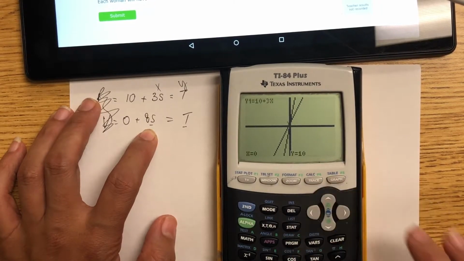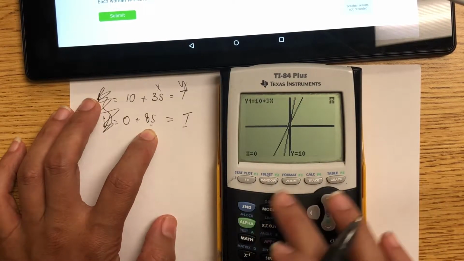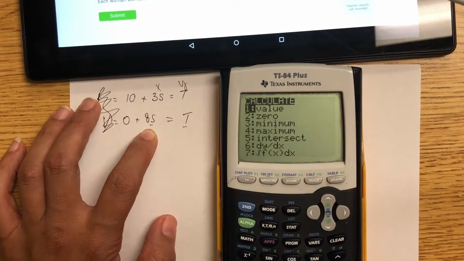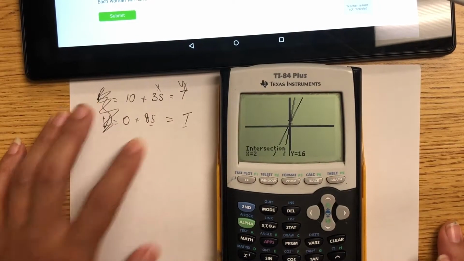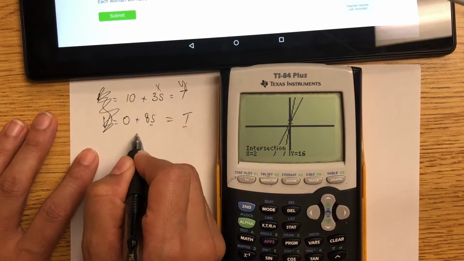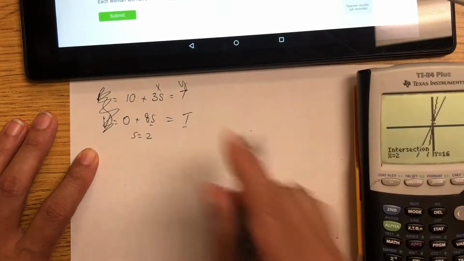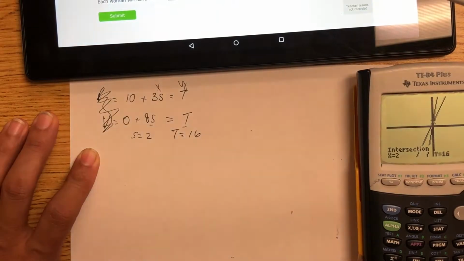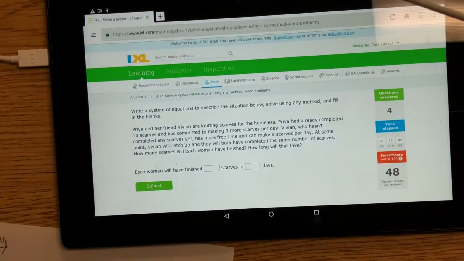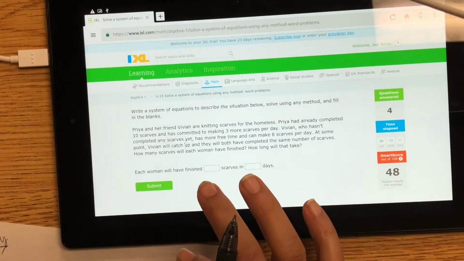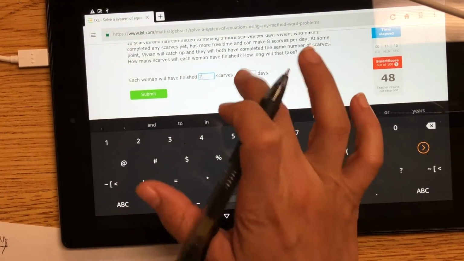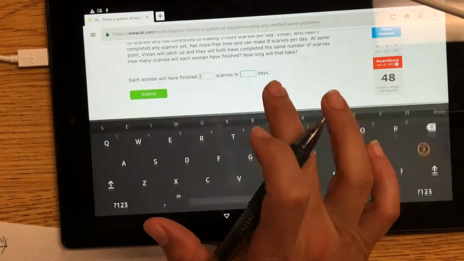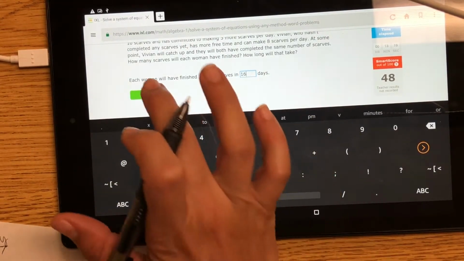Second, calculate. 5 for intersect. First curve, second curve, guess, enter, enter, enter. Intersection x is 2, so s is 2 scarves. The total number of days is 16. So each woman has finished how many scarves? Is 2, and the total number of days is 16. Bam.